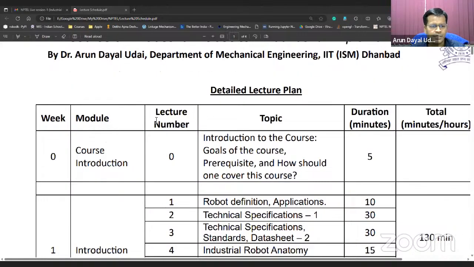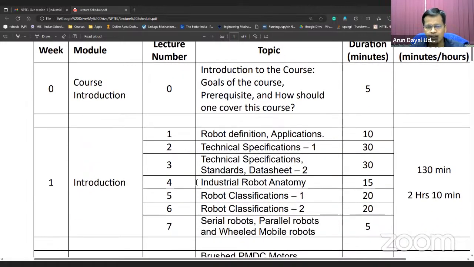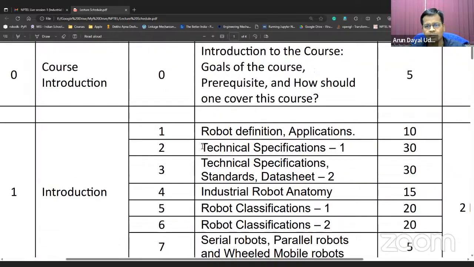So let me just share my screen. I'm sharing this one. So far we have covered module 0, that is week 0. We did the introduction: the goals of the course, prerequisites, what we will do and will not do. You have seen robot definition, different applications, and technical specifications as well. So you now understand how important technical specifications are.